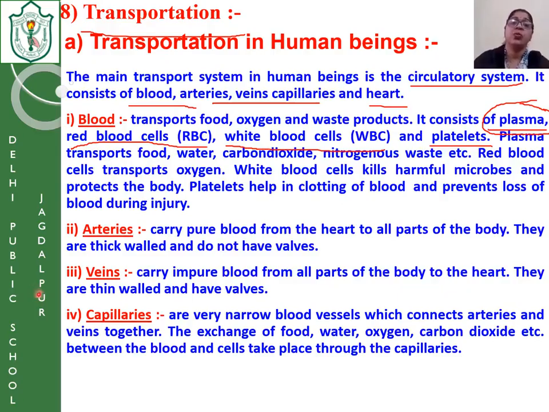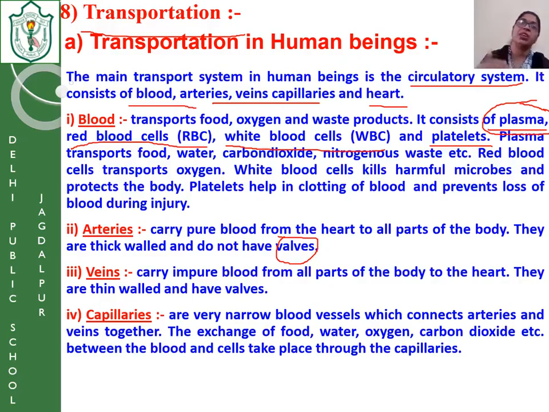They do not have valves. What is the meaning of valves? A valve is like a controlling switch. Valves help to prevent the backflow, but in the case of oxygen rich blood, they are not needed. There is no harm in backflow, so that is why they don't have any valves.